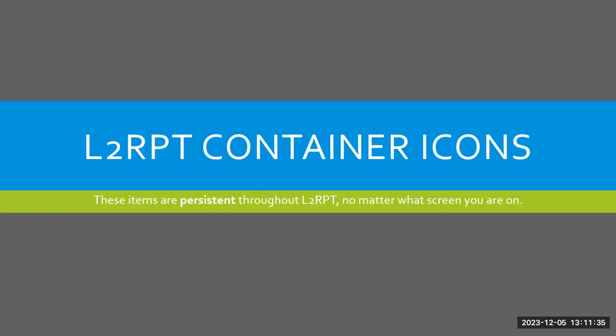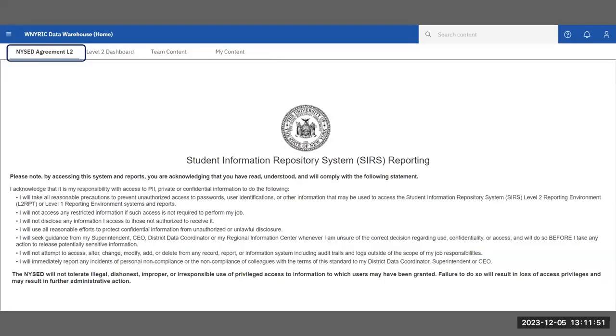There are a number of different types of icons in Level 2. The first ones we'll look at are available no matter where you are in Level 2, whether you're on the home screen, running a report, or doing any number of other functions. This is what you'll see when you log into Level 2 for the very first time. If you've already logged into the updated L2RPT previously, you may start on another screen, but you can always get back here by clicking the NICET Agreement L2 link.